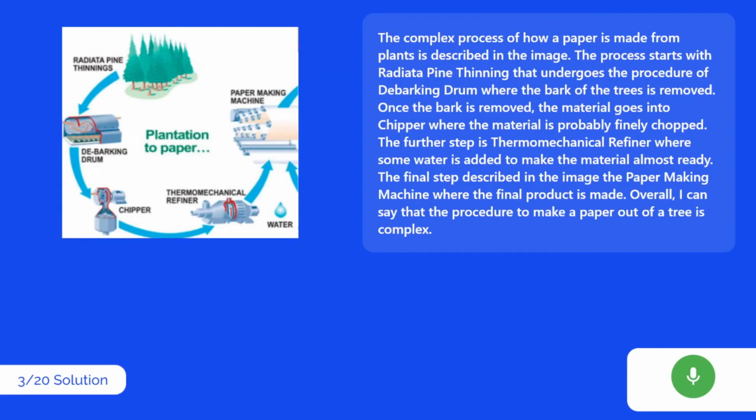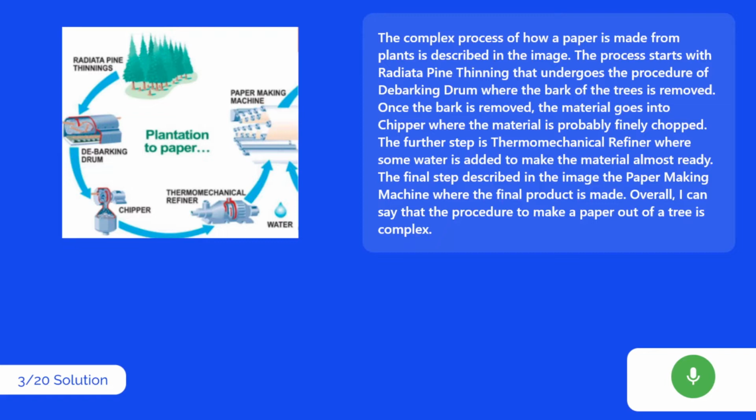The complex process of how paper is made from plants is described in the image. The process starts with radiata pine thinnings that undergo the procedure of the debarking drum, where the bark of the trees is removed. Once the bark is removed, the material goes into the chipper, where the material is probably finely chopped.